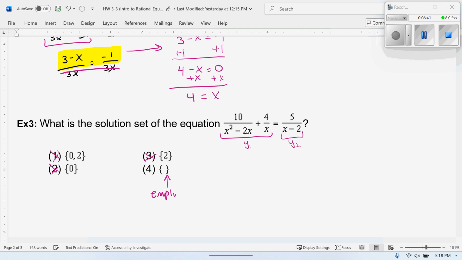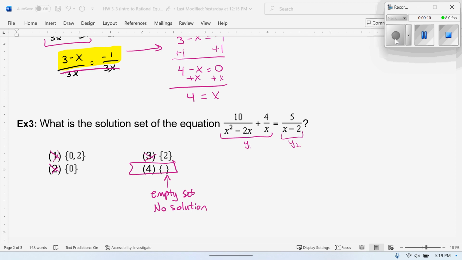This is called your empty set, and it's what happens when you have no solution. Sometimes we will actually get no solutions when we have weird equations such as fractionals, or we're going to see radicals involved. There are certain values that won't work out with the equation.